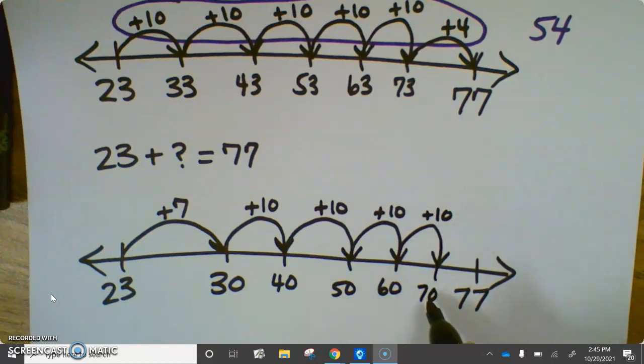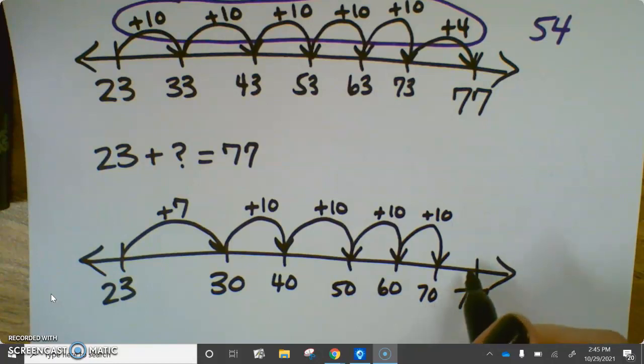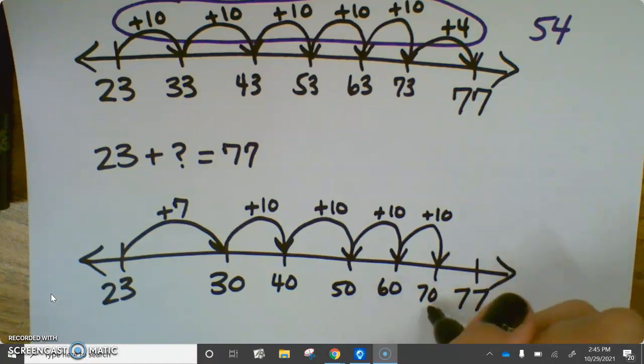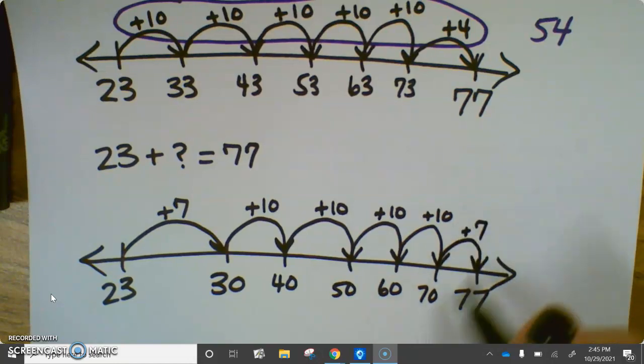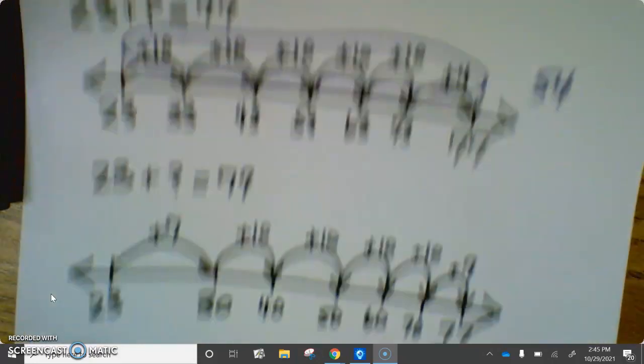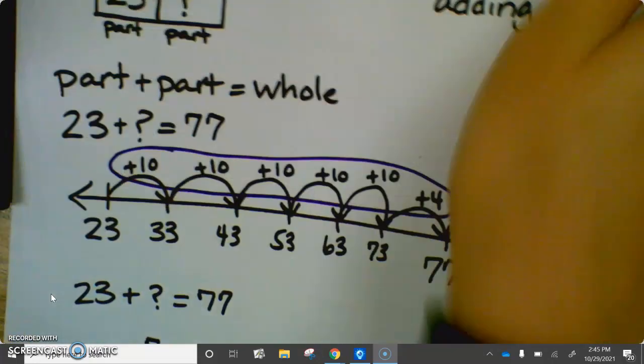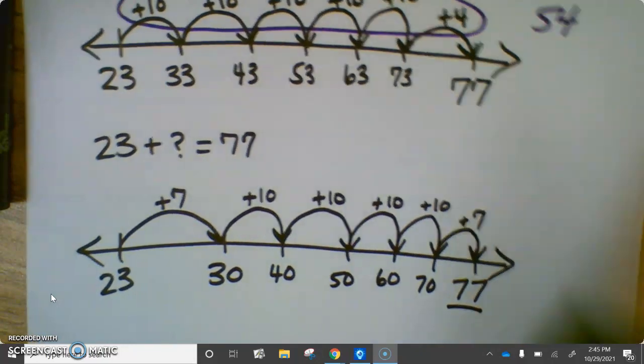60 plus 10 is 70. And now we cannot add another 10 because that would get us past 77. That would put us at 80. So now we have to switch back to ones. So 70 plus how many ones gets us to 77? That would be 70 plus 7. 70 plus 7 ones gets you to 77. So now we're going to add up the jumps that we made.